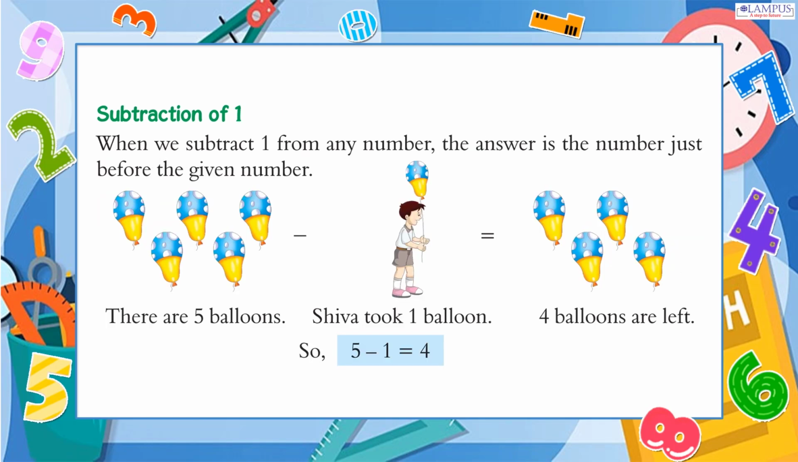Subtraction of 1. When we subtract 1 from any number, the answer is the number just before the given number. There are 5 balloons. Shiva took 1 balloon. 4 balloons are left. So, 5 minus 1 equals 4.